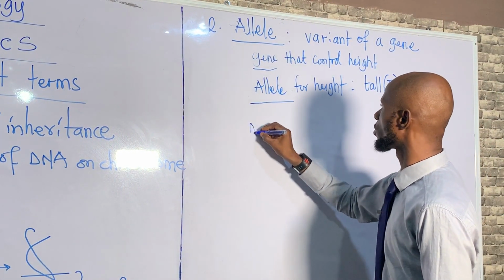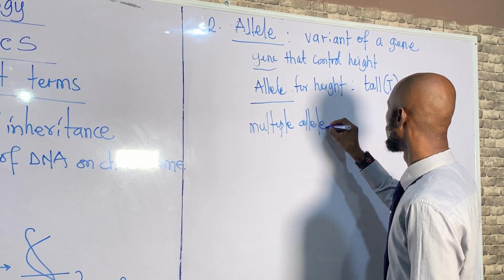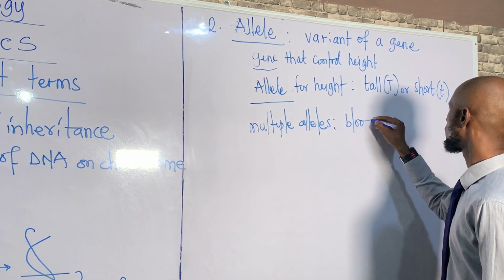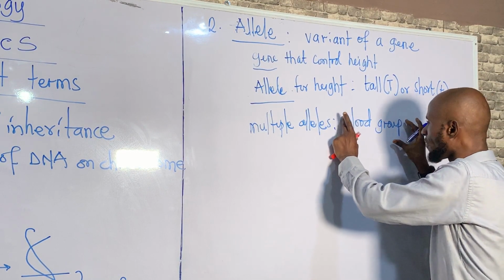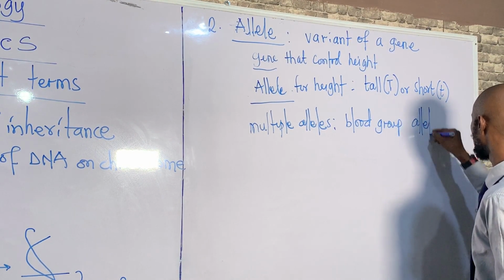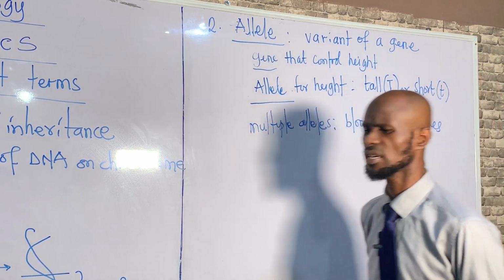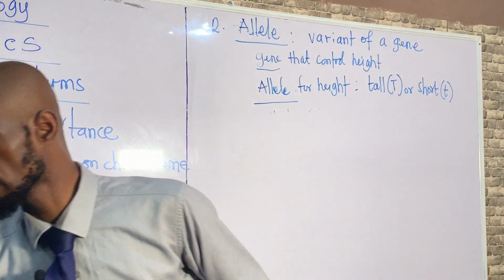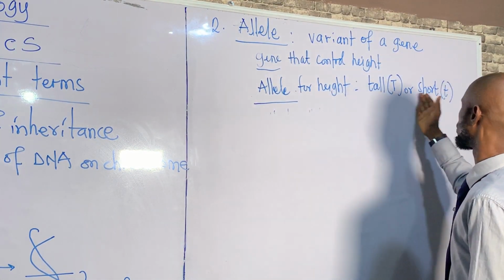Another example is what we have called multiple alleles. Multiple alleles are found in the blood group. We have a gene that controls the blood group. Let me make it easier for you as students, since we have taken height as an example. We have the gene that controls height, and we now have the allele for height, which is tall or short.